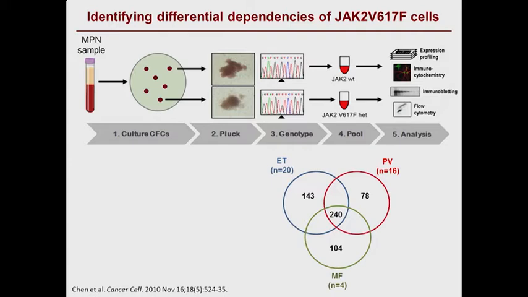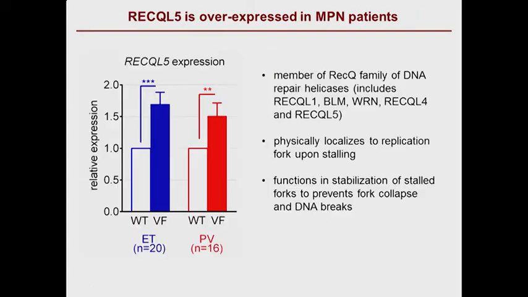So we interrogated this data set to look for genes that were differentially expressed in JAK2 mutant cells as compared to wild type cells. We were interested when we pulled out this gene, RecQL5, which we found to be differentially expressed in the JAK2 mutant cells as compared to the wild type cells across all three disease phenotypes, PV, ET, and MF. And here is a qPCR validation of this finding in the ET and PV patients. We found increased expression of RecQL5 in VF as compared to wild type cells.